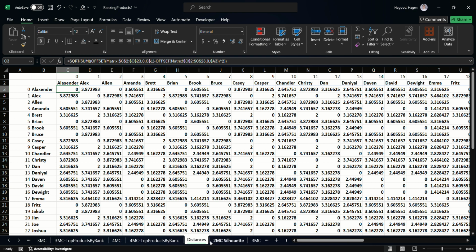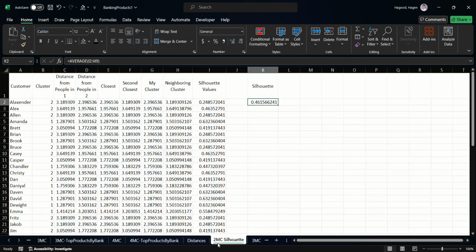Now for the bonus, I went ahead and calculated the silhouette values for each of these cluster sets. The first thing I did was make a table with all the different customers, and then I calculated the Euclidean distance from each by using the square root, sum, offset, and the square root. So this helped me calculate the silhouette values. As you can see here, I've done it for the two clusters.